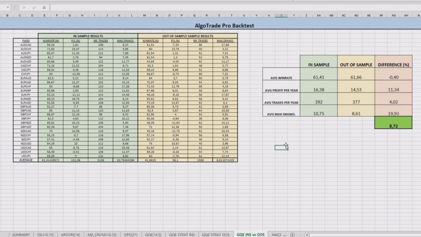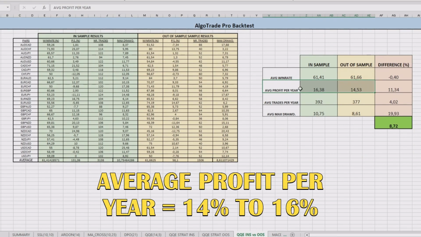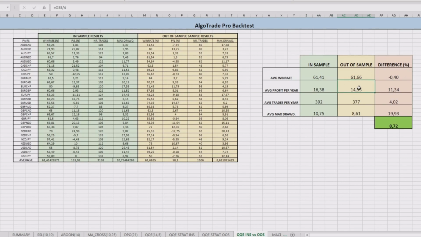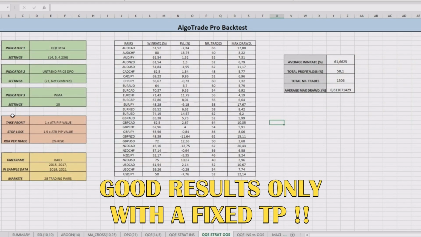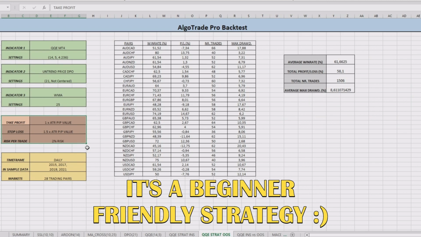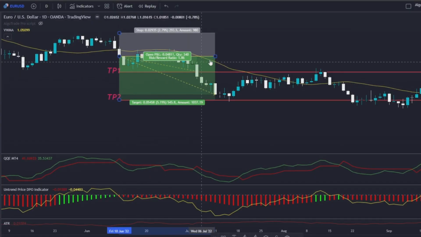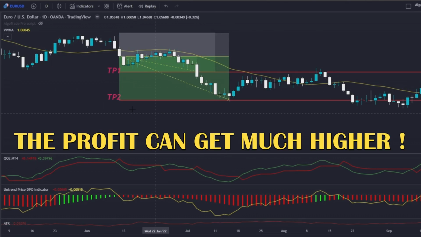We can also conclude that this strategy has an average return on investment per year of 14 to 16%, which beats the benchmark of the S&P 500 index. And keep in mind that I only used a fixed take profit, so the strategy is simple for beginner traders. If I used instead a trailing stop loss or 2 take profits, the returns would be much higher.